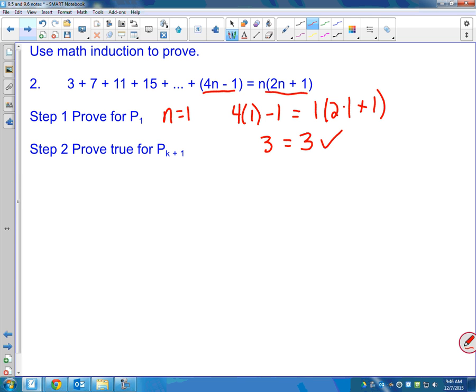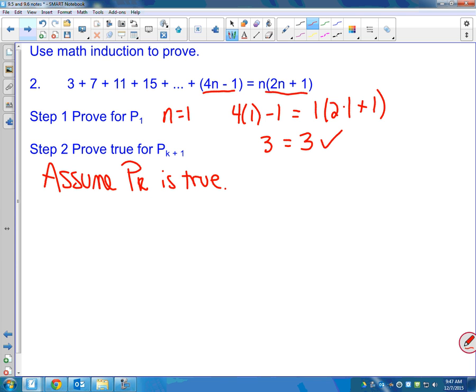Step 2. We have to prove that if P sub k is true, then when we do P sub k plus 1, it's also true. This is where you have to think about a proof as showing how you get the final answer. I know what the final answer is going to be. It's going to work, but I need to show the steps in between. So this is where it's really important that you actually write out all the steps. Step 1, maybe it seems like not an important step, but we have to say, well, where's P sub k? We don't have that. So let's assume that P sub k is true.